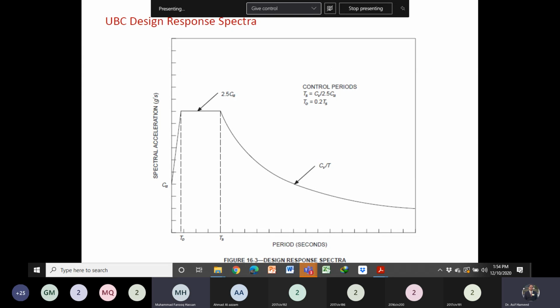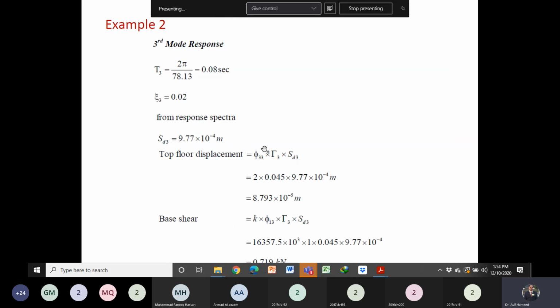Sir, divide by the base shear? No, son, why would we divide by the base shear? We have the relation with MA. Okay, we can use the formula with MA, mass times the spectral acceleration, to calculate the base shear. How about the top floor displacement? You need the spectral displacement, not the spectral acceleration.